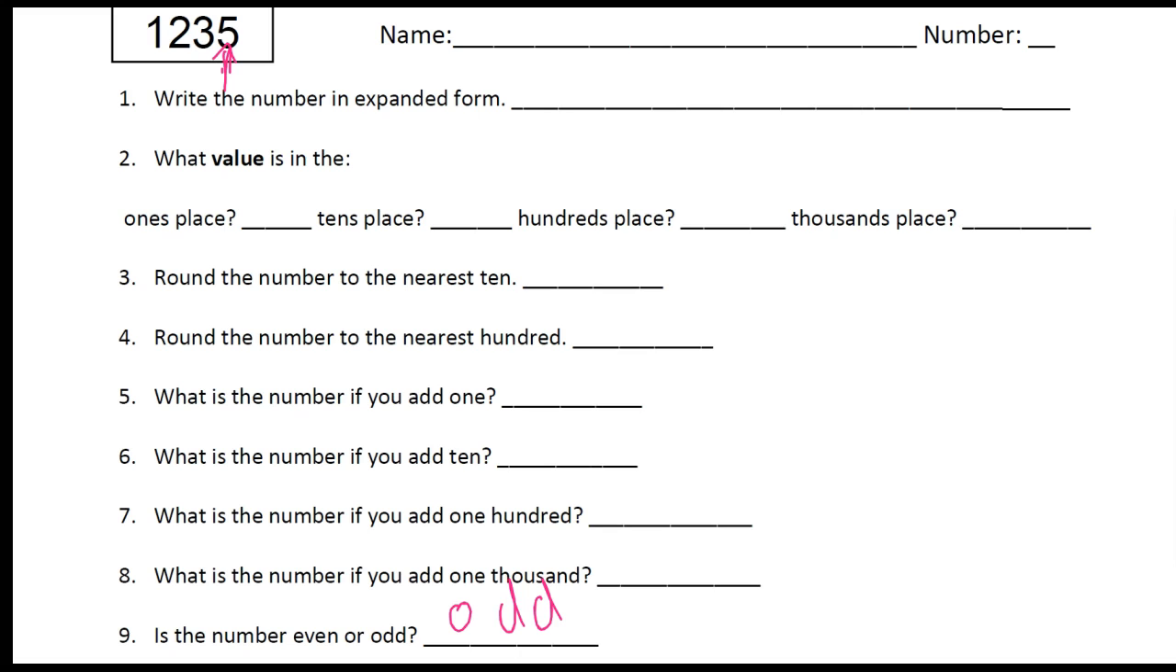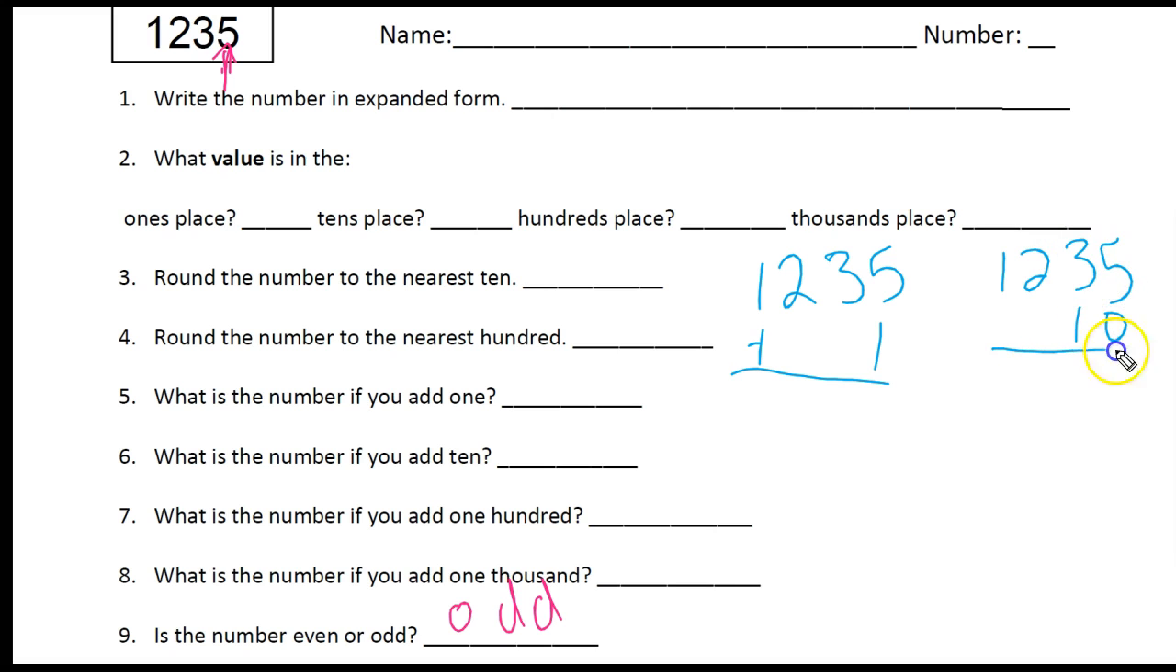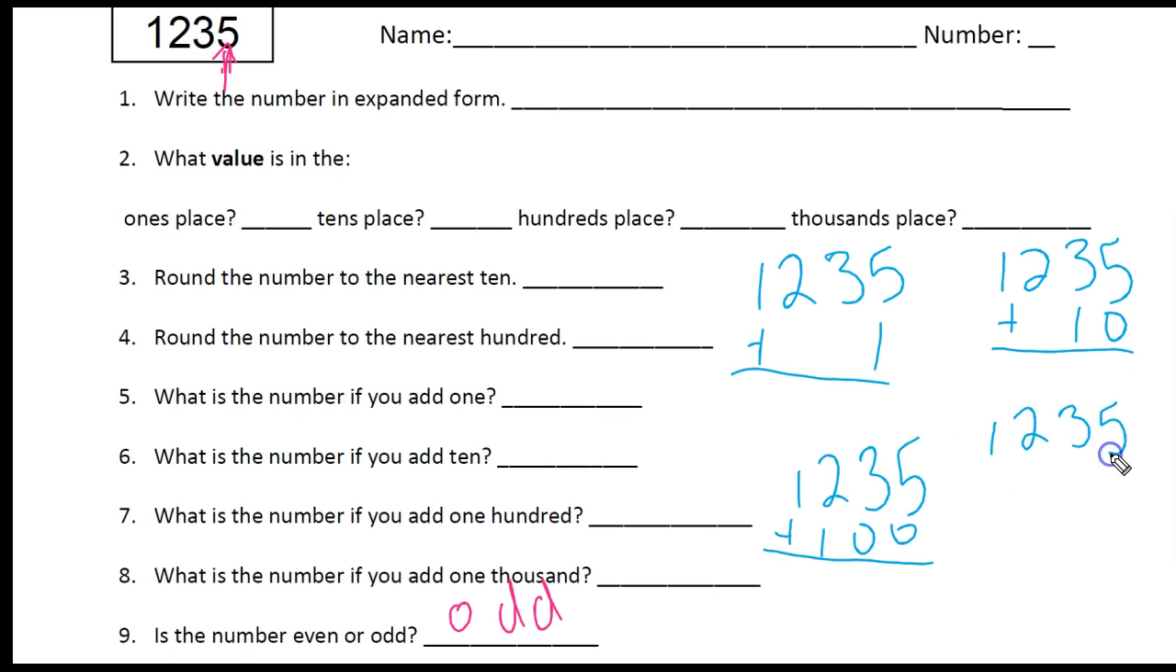And then number 5 says, what is the number if I add 1? I'm going to take the number in the box, 1,235 plus 1. I'm going to take that number in the box, 1,235 plus 10. It says, what is the number if I add 100? I'm going to take the number in the box, 1,235 plus 100. And then I take the number in the box again, 1,235 plus 1,000.